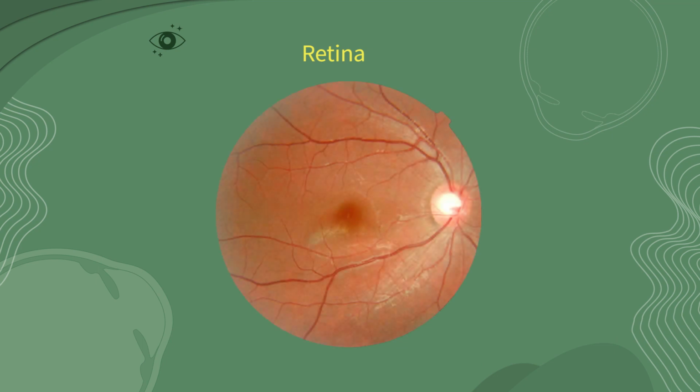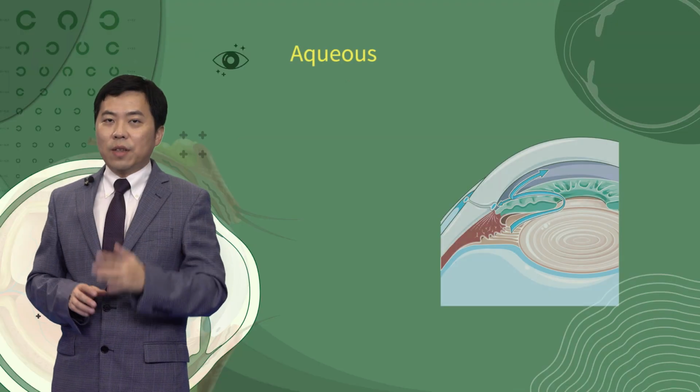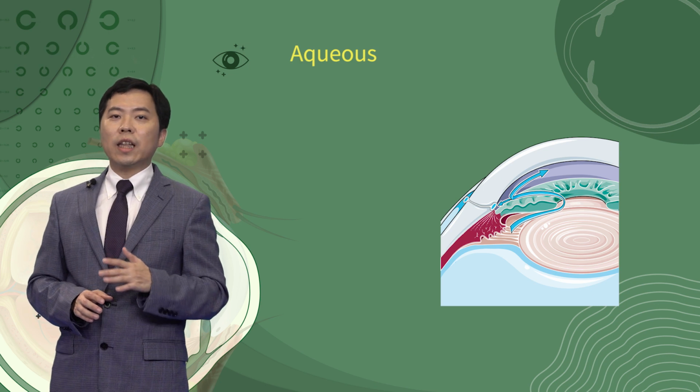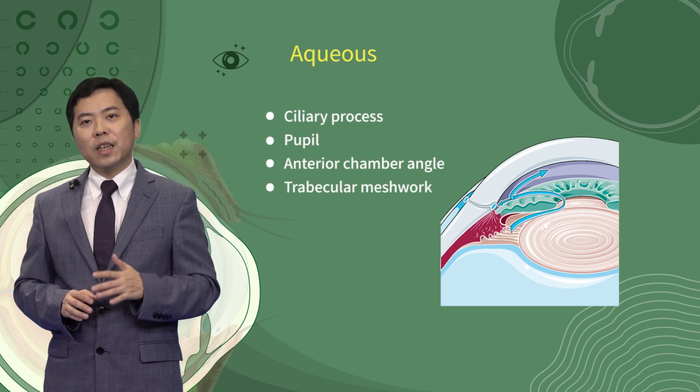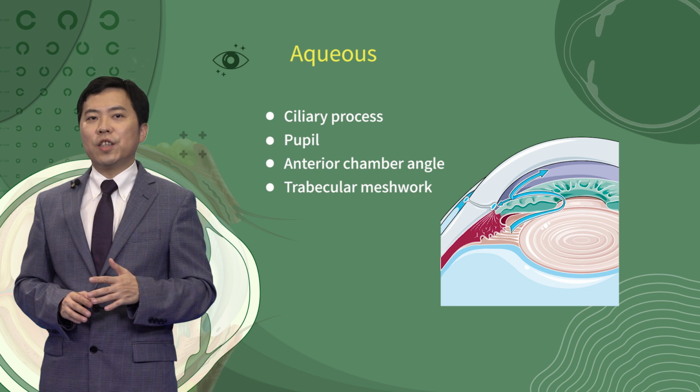This is a photo of the retina. These are blood vessels. This is the optic nerve with the nerve fiber leaving the eyeball and going into the brain. We can see that the color is brown. The neural retina is transparent, so the color is from retinal pigment epithelium and choroid. Now let's move on to the structure inside the eyeball, the aqueous, lens, and vitreous.